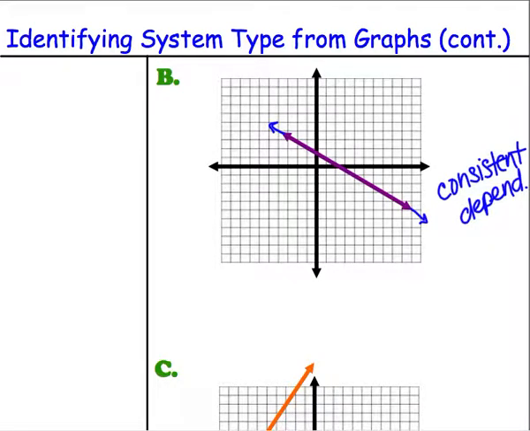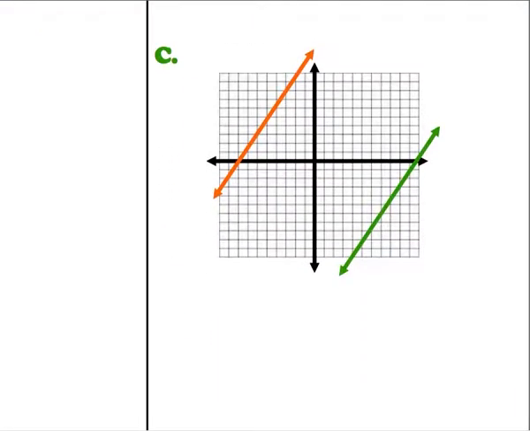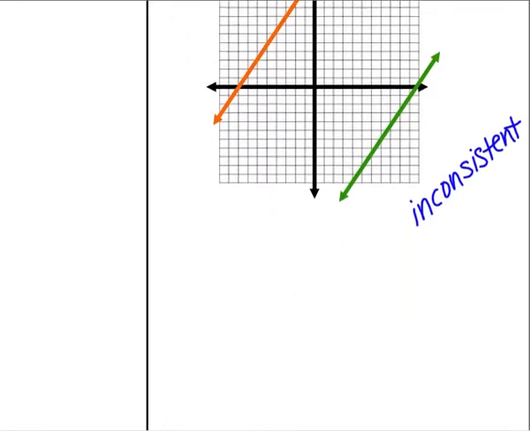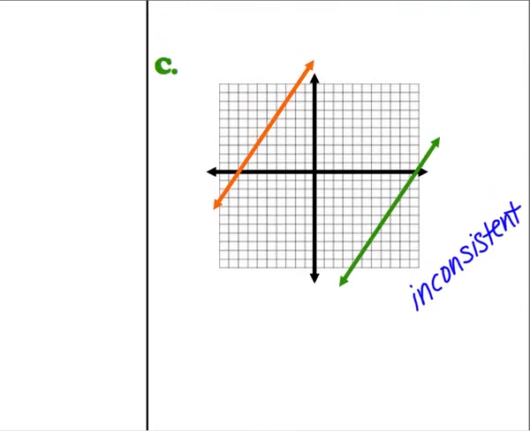So then let's take a look at example C. I'm looking here, I see that the two lines are parallel. They're never going to touch, they're never going to meet, which makes this very easy in that this is inconsistent. Alright, so we're going to then move on to the next piece of this in the next video.